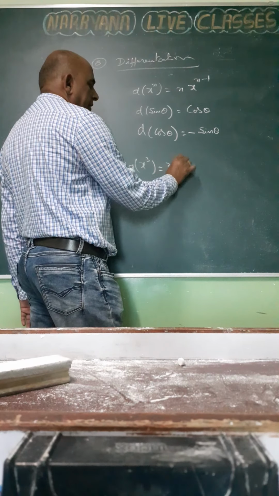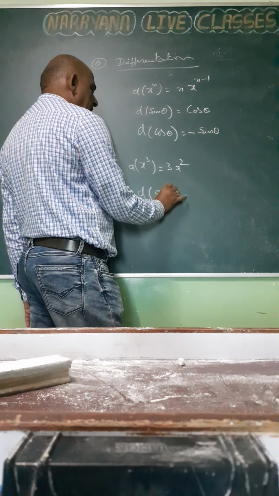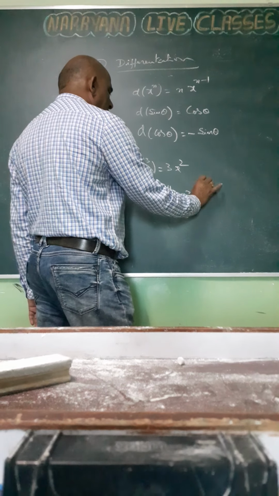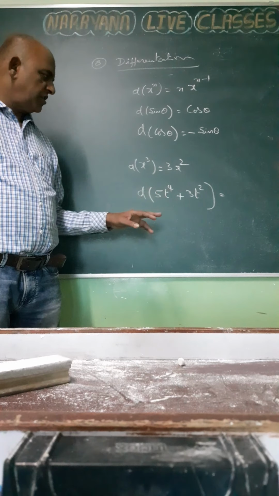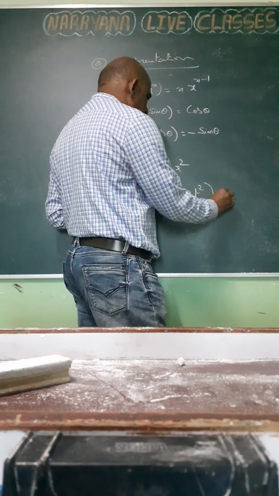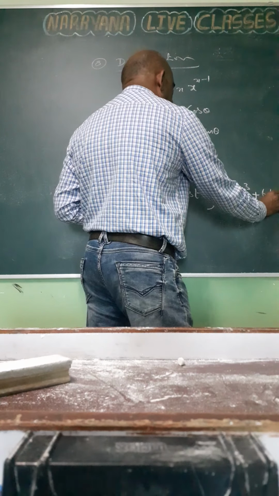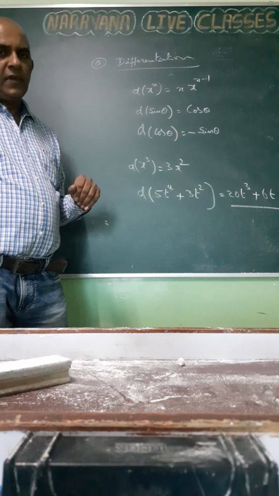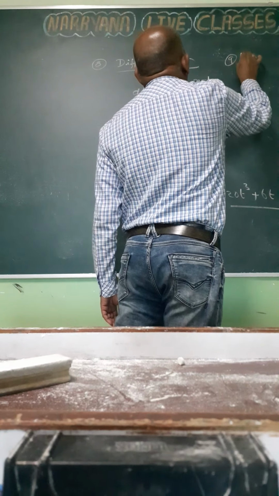3 into x square. Differentiation of 5t power 4 plus 3t square, how much? So the sum of the two terms also we can differentiate. So this is 4 into 5, 20 into t cube, plus 2 into 3, 6t. We get this one. So, differentiation. Next topic is the integration, the 9th one.